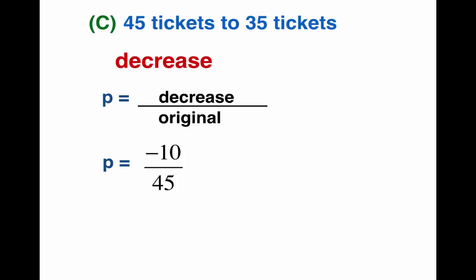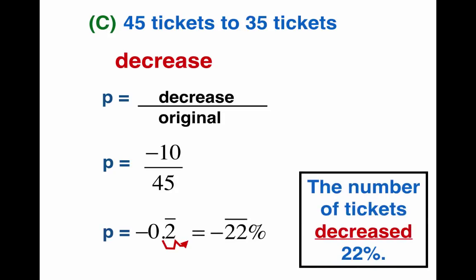Now we divide that in our calculator. Negative 10 divided by 45 is 0.22222 repeated. When we move that decimal, that's negative 22%. So the number of tickets decreased 22%, and that is our solution.